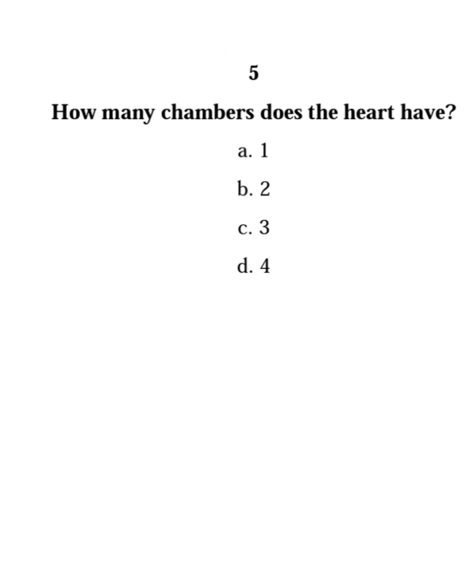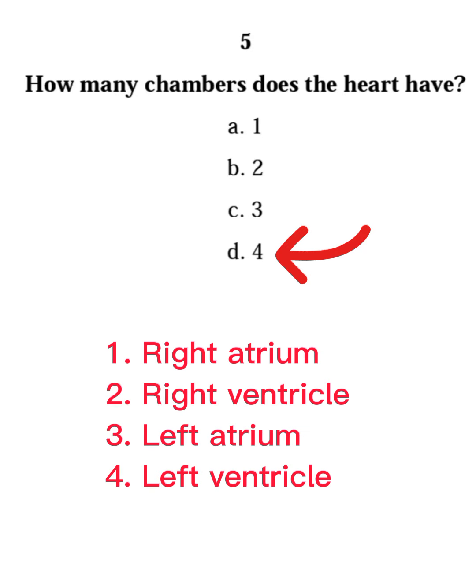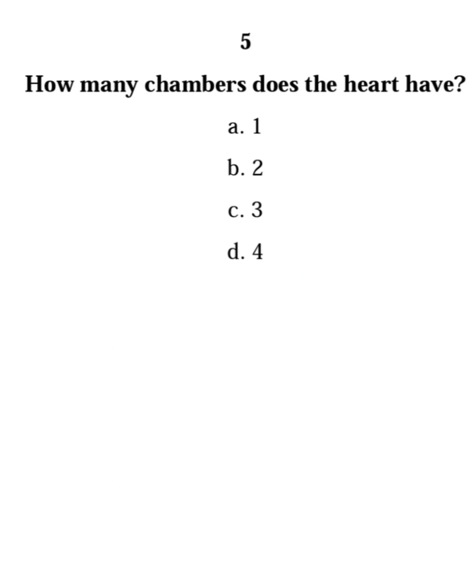Number 5. How many chambers does the heart have? 1, 2, 3, 4. The correct answer is 4. So the heart has 4 chambers, and these include the right atrium, right ventricle, left atrium, and left ventricle.